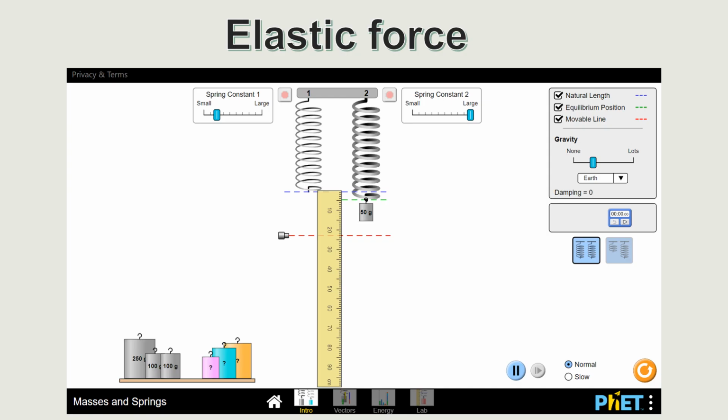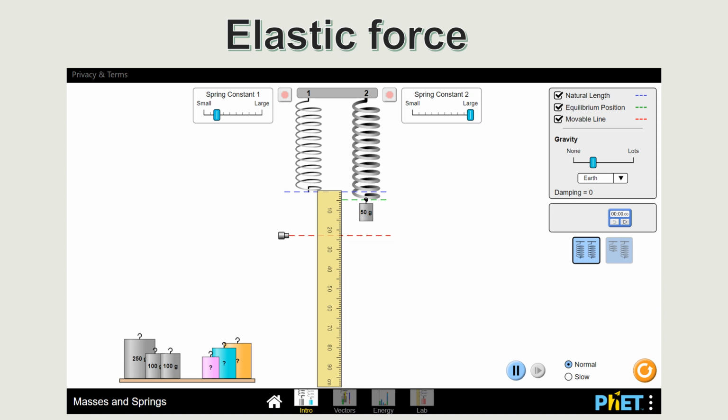Then here, for example, we will demonstrate the elastic force. As the name says, elastic force is related to materials that are elastic, which means elasticity is basically a property of a material that helps it to either bend, extend, or compress, etc.